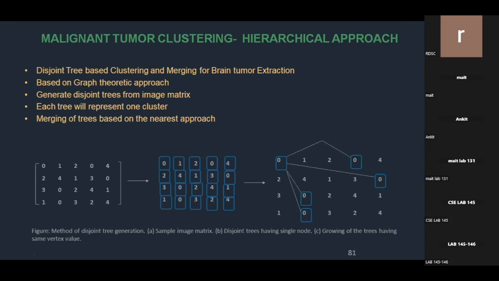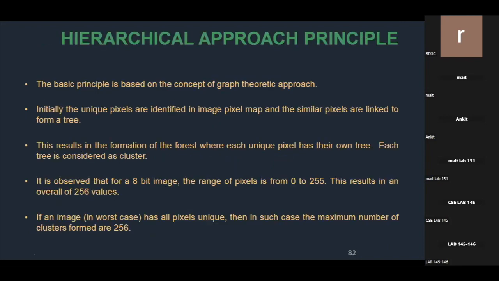Suppose this matrix is there, which has some values, and on the zeros it will create all the trees. It creates different trees, forming a forest. Then this forest is merged one by one using a graph theoretic approach, based on nearest approaches. Lower dimension trees keep merging to one side, higher dimension trees keep merging, and that's how we get numerous trees.